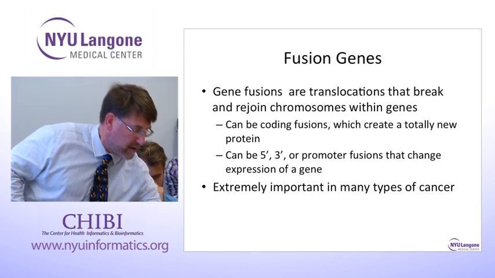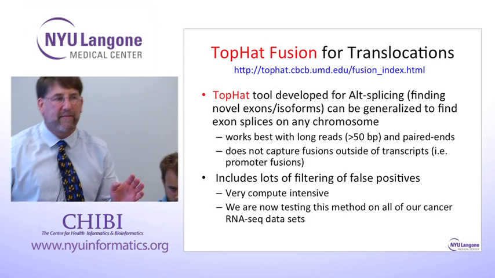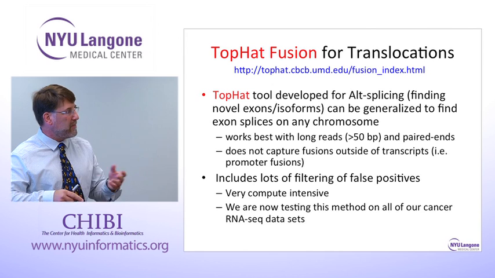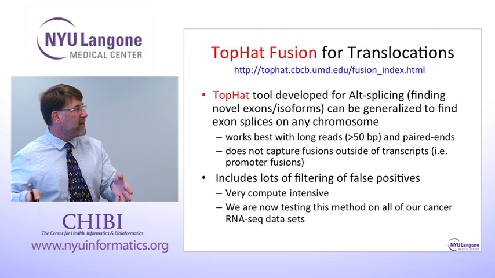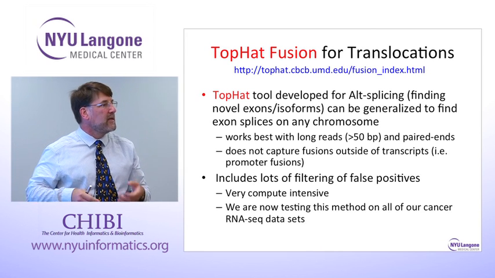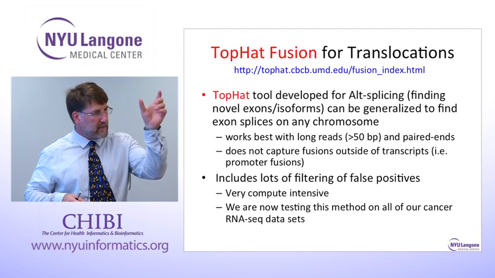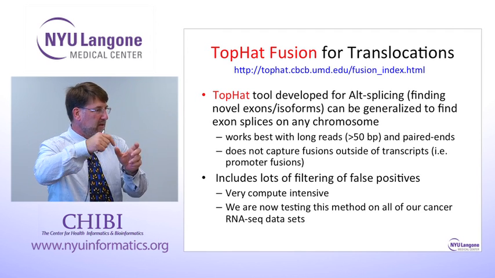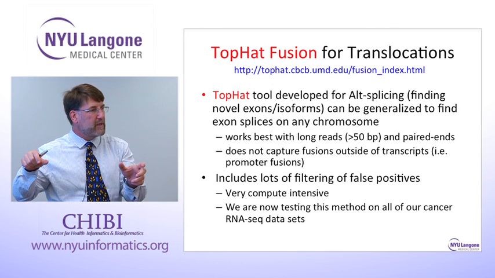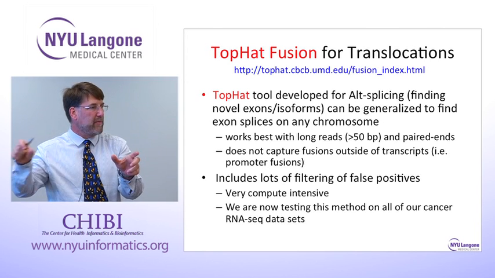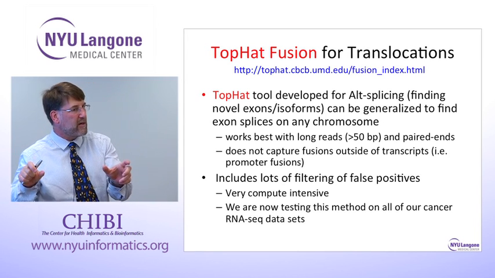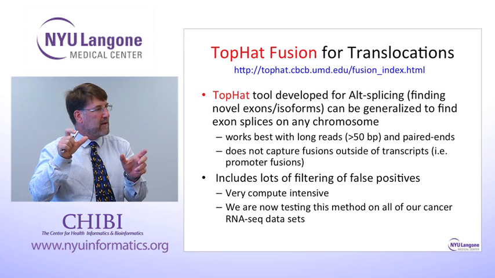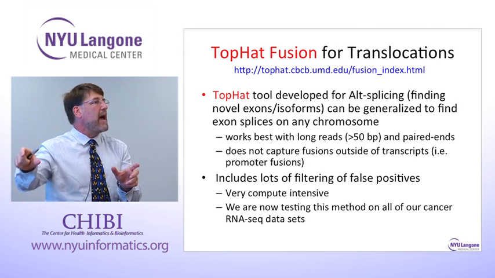So we're using this software called TopHat-Fusion, which is an extrapolation of the TopHat software I showed you before that predicts novel splice sites. In this case, it does the same thing. It does an alignment, looks for a place where your read stops matching the genome. And then it jumps, but it jumps not just down the genome looking for the next splice junction, but it jumps everywhere else on the genome.